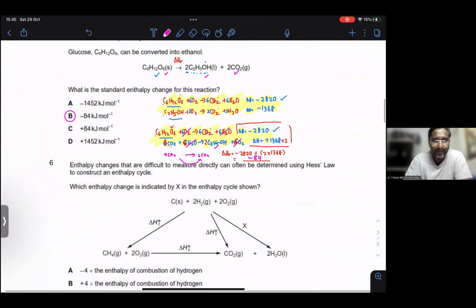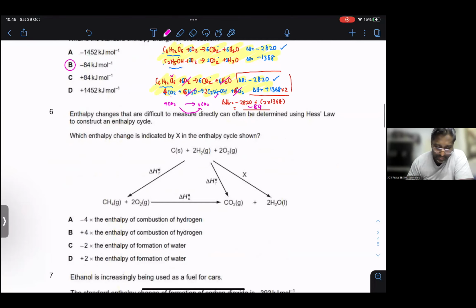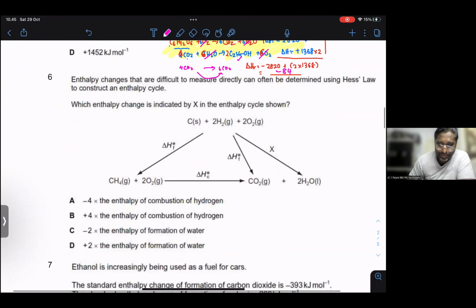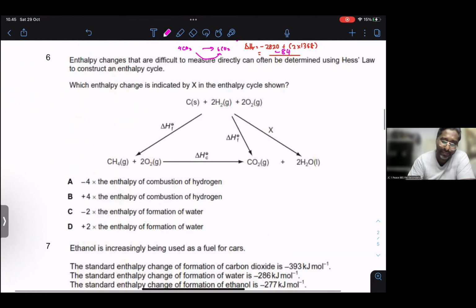Okay, this is again method number 3, rearranging the equation, the best method, rearranging. This one is going to be, you see, enthalpy changes that are difficult to measure directly can often be determined using Hess's law to construct an enthalpy cycle. So you have an enthalpy cycle over there. Which enthalpy change is indicated by X?